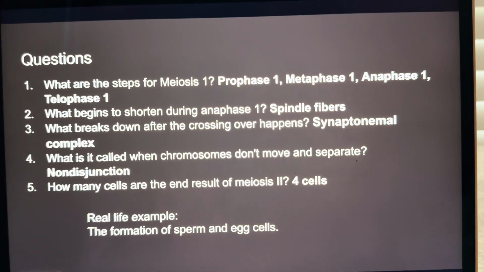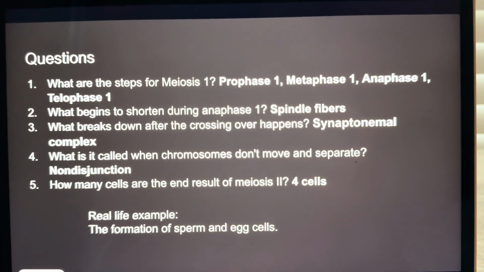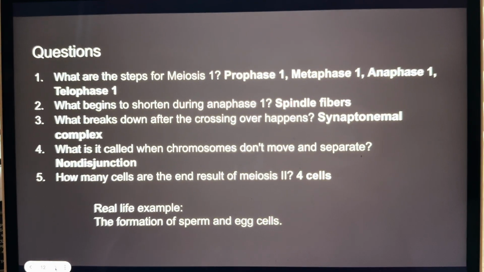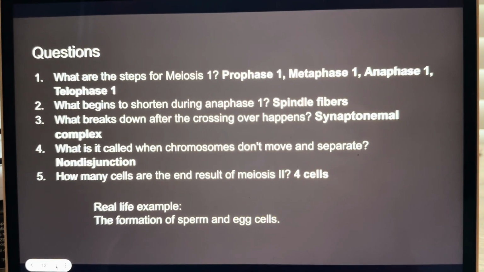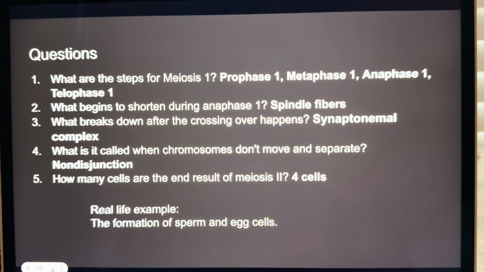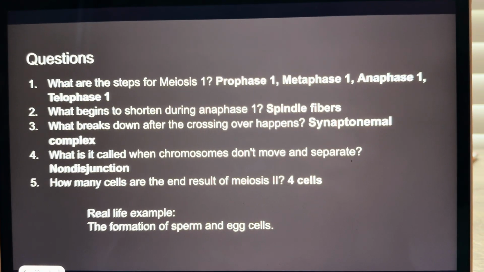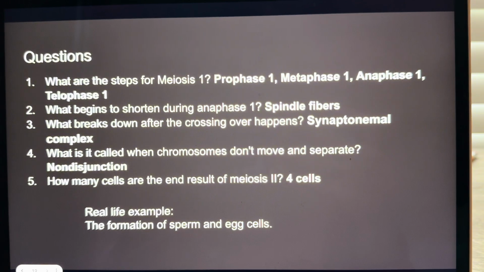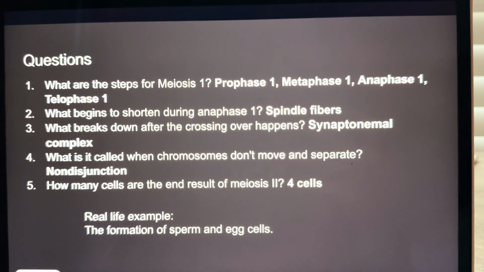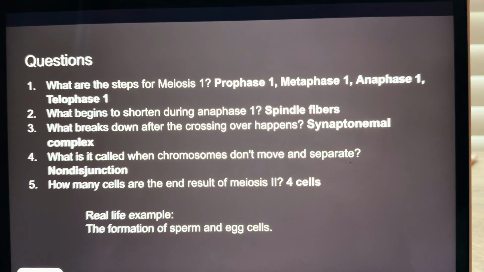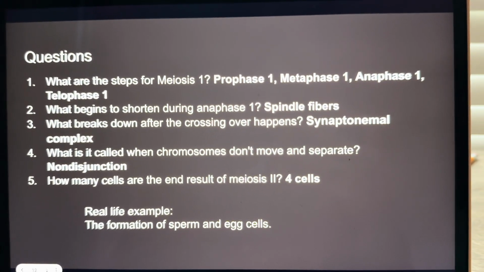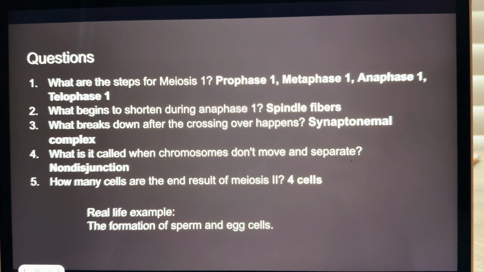And here are the questions from the beginning. Number 1, what are the steps for meiosis 1? Prophase 1, metaphase 1, anaphase 1, and telophase 1. Number 2, what begins to shorten during anaphase 1? Spindle fibers. Number 3, what breaks down after the crossing over happens? Synaptonemal complex. Number 4, what is it called when chromosomes don't move and separate? Non-disjunction.